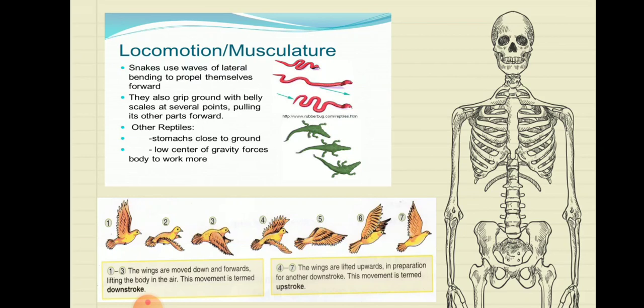And they also have a grip on the ground, and due to the scales present at several points, they keep pulling themselves forward. So this is how the movement in snakes is being carried out. The scales also help them in movement. Snakes normally move by making loops. You all have seen that they form a loop and then they move further. Again they come straight, again they form a loop, and this is how they keep on moving further.